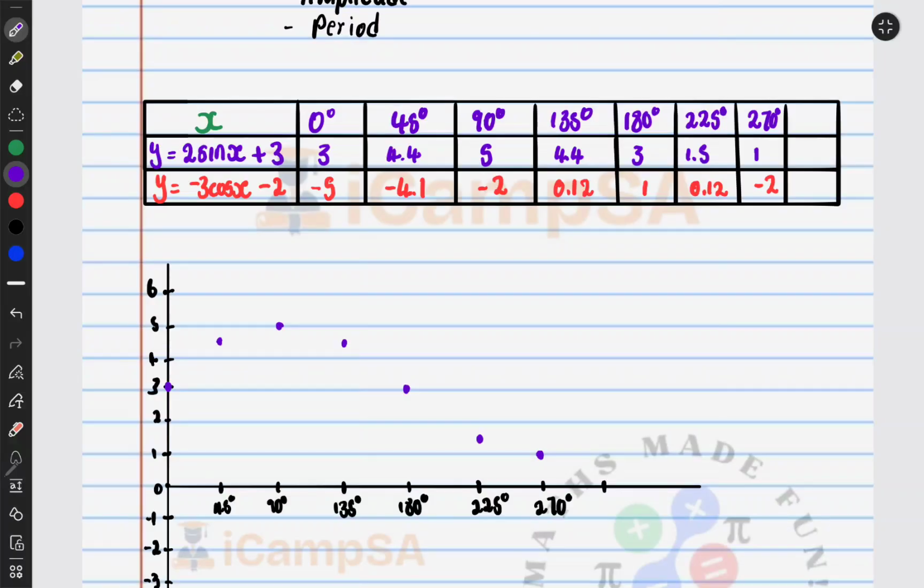And then you join your function. Didn't come out smooth. Okay, yes, let's see.